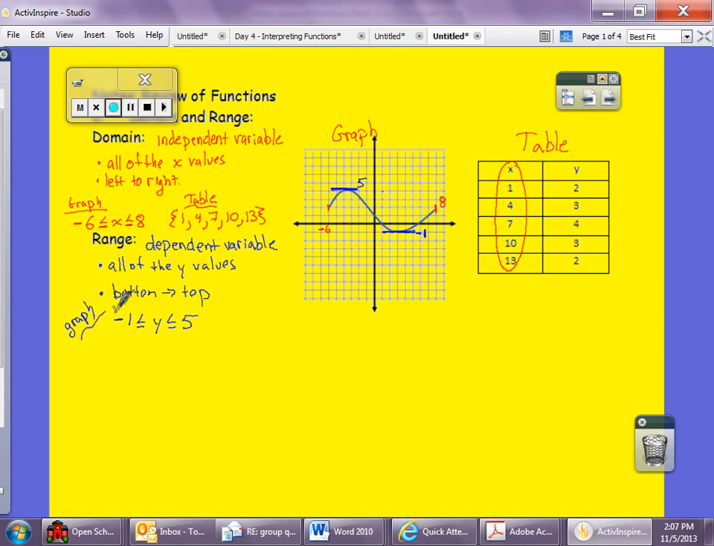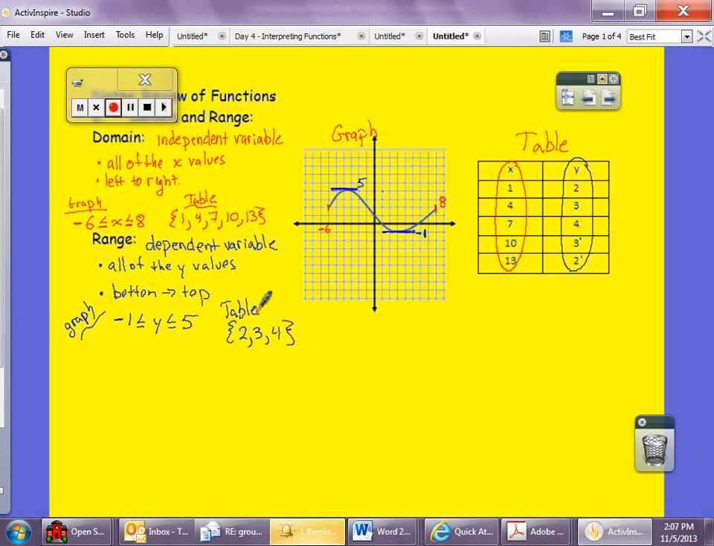And in the table, once again, the range is all of the y values: 2, 3, 4, 3, 2. But we don't have to repeat these. In our table, we're going to write it in numerical order. So we're going to say that the range is 2, 3, and 4. So that's for the table.